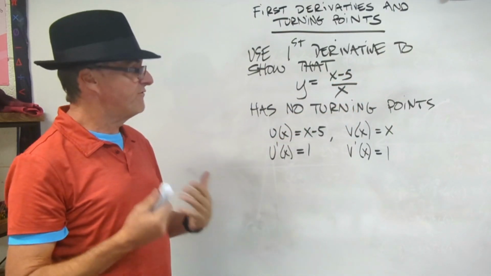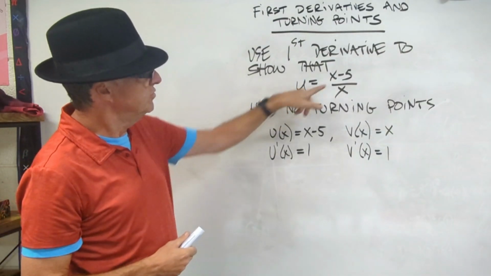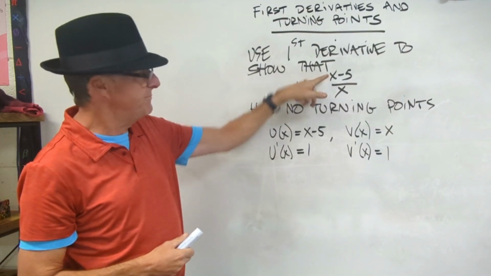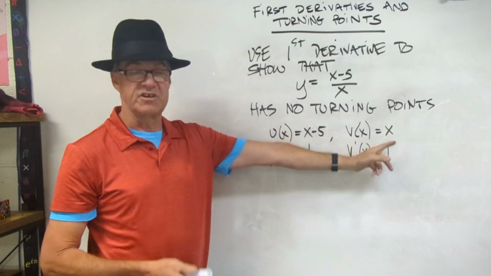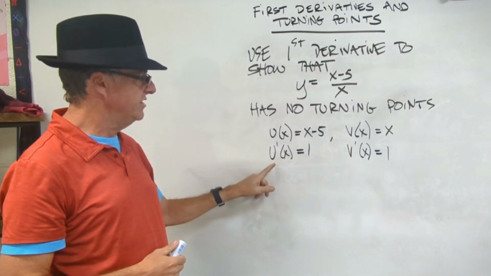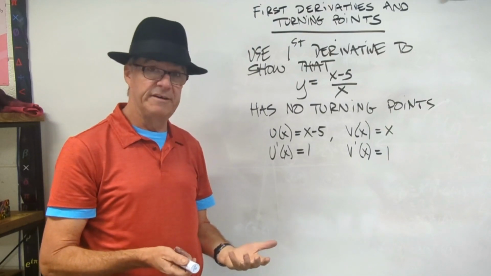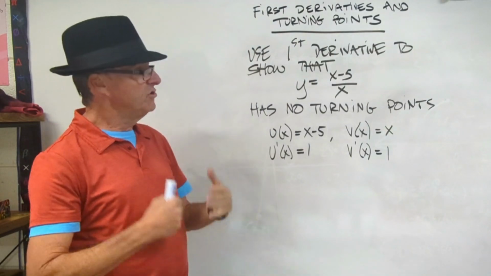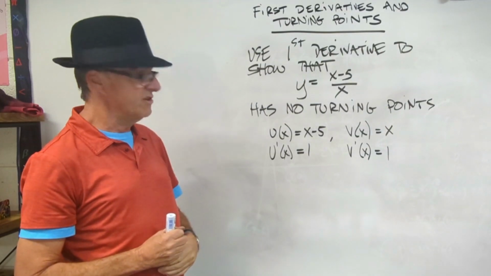So the way to do that first is to break this down into component functions. So I had my u is my x minus 5. That's on the top of the fraction. And then my v is x. That's on my bottom of my fraction. Then I need to differentiate each of these individual functions to get u prime and v prime, which both equal 1. So now pull out your quotient rule for derivatives and differentiate this function.